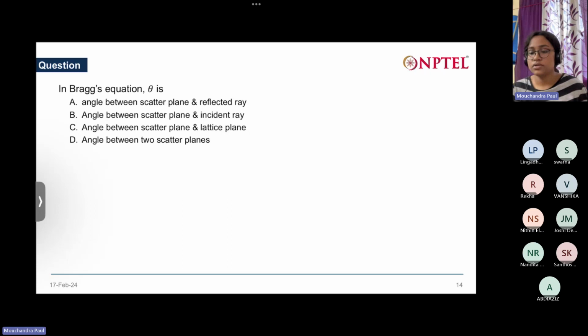So here's a question for you. In the Bragg's equation, which we just saw, what does theta represent? There are four options, only one of them is correct. Theta is the angle between scatter plane and reflected ray, angle between scatter plane and incident ray, angle between scatter plane and lattice plane, or angle between two scatter planes.